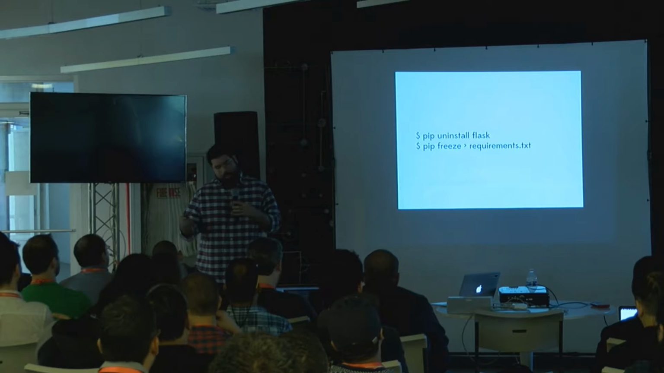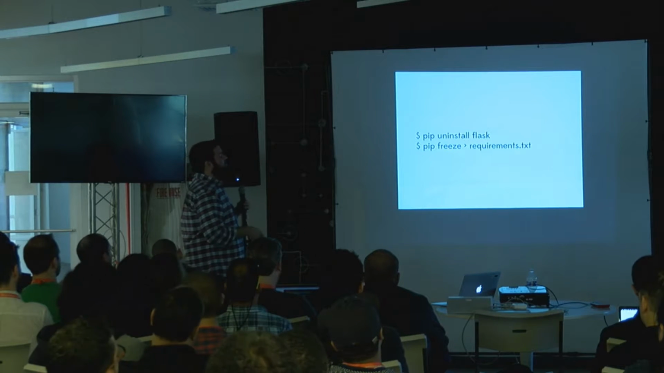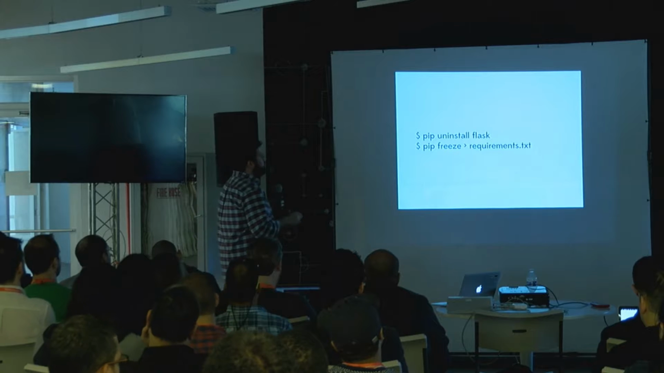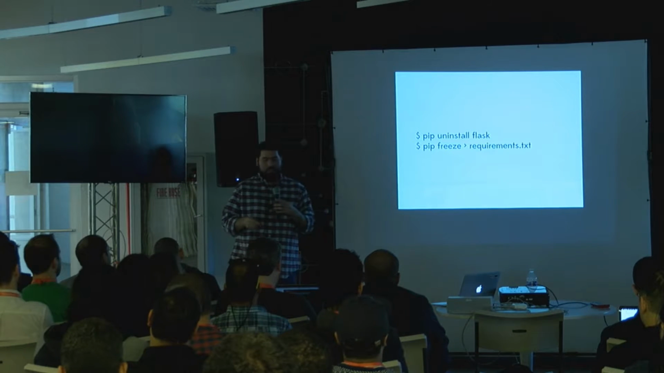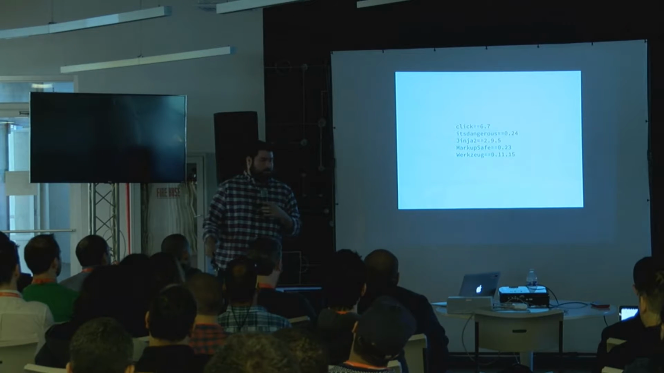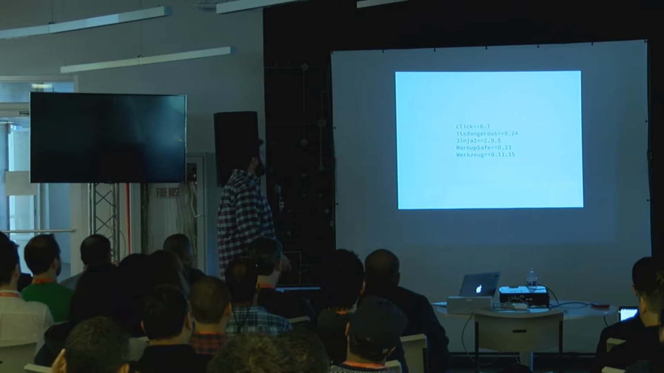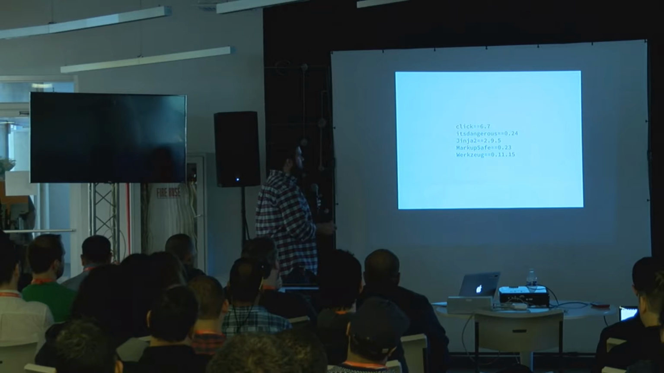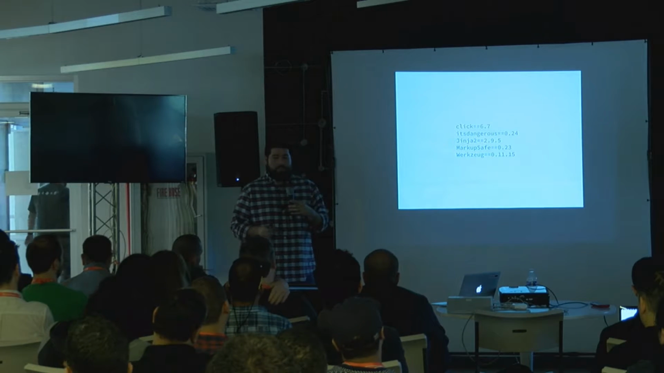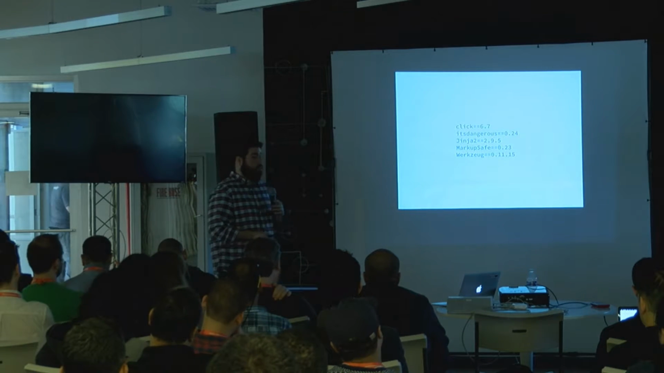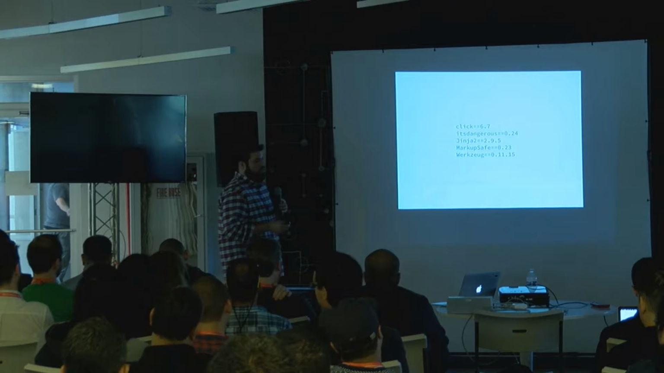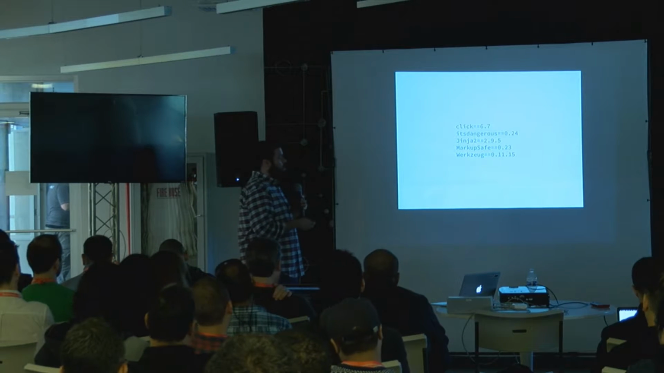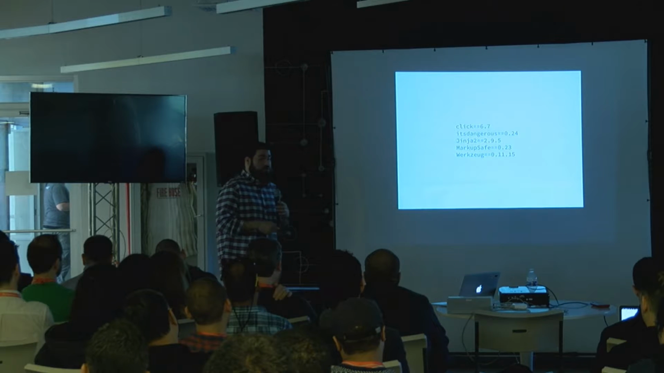We can install, and then we can uninstall packages. So we can do pip uninstall Flask. We can do pip freeze, pipe that to a requirements.txt file to update our requirements. So Flask is no longer there, but the package's dependencies are. These dependencies could actually still be used by other packages or even your application. So if they're no longer in use, it is now up to the developer to keep track of that.